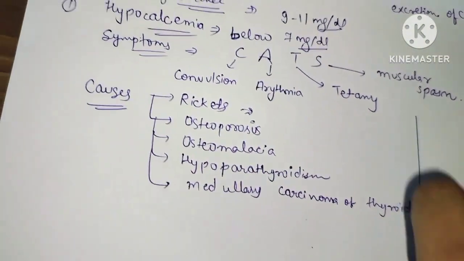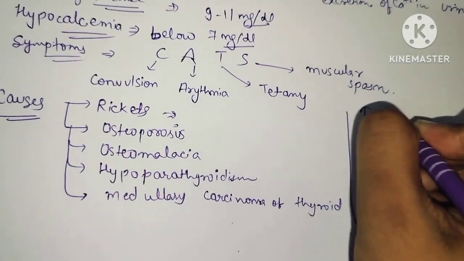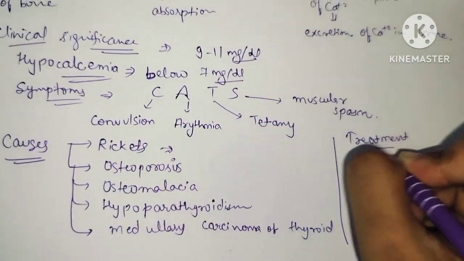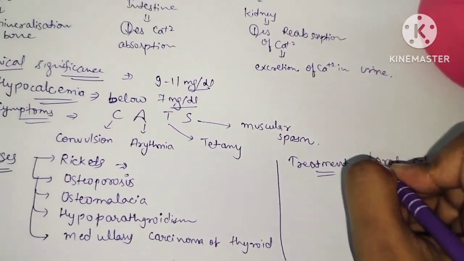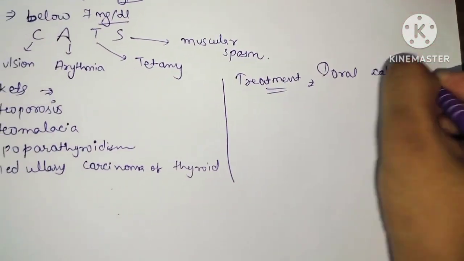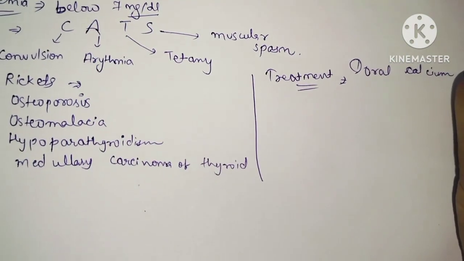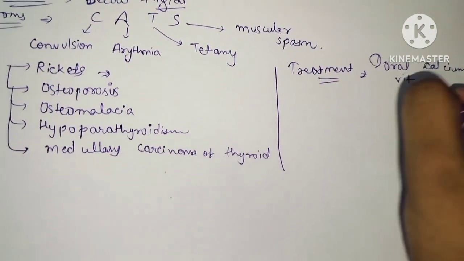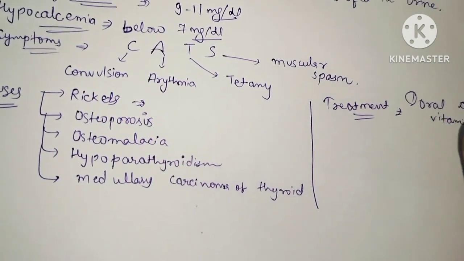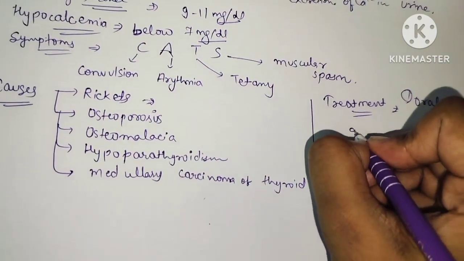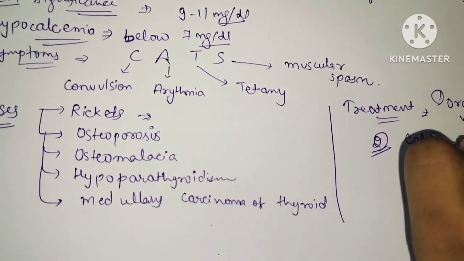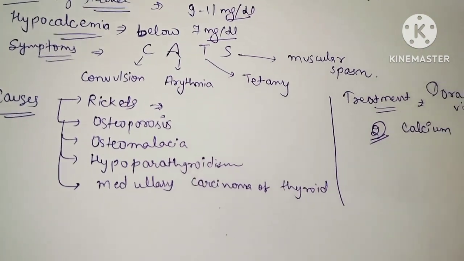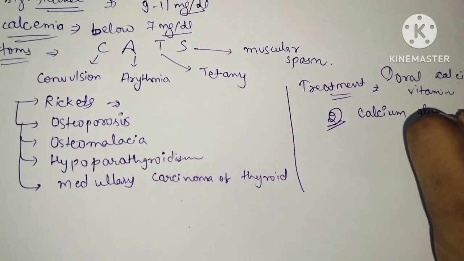And now the treatment of hypocalcemia. Supplementation of oral calcium with vitamin D is commonly employed, and in several cases of hypocalcemia, calcium gluconate can be administered intravenously.